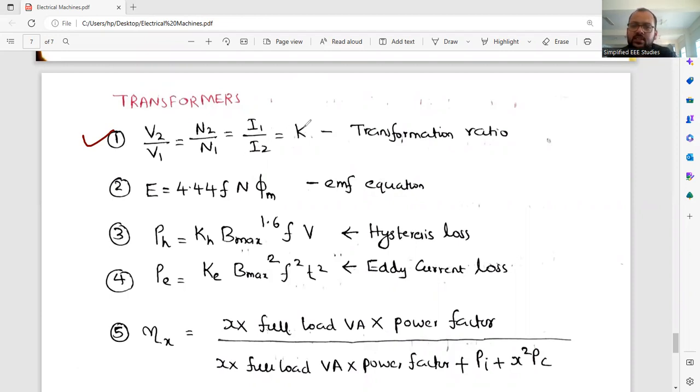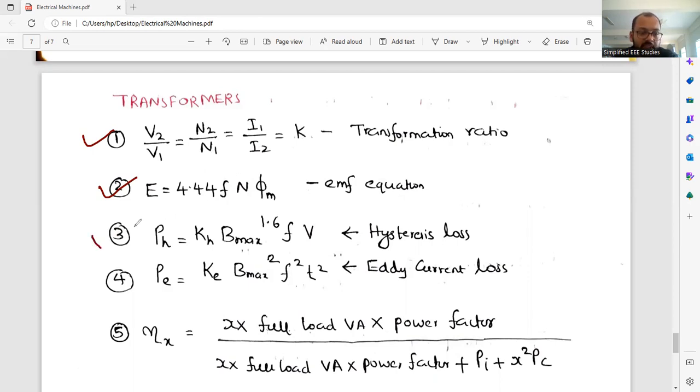If K is equal to 1, it is an ideal transformer. If K is less than 0.5, it's a step down transformer. If K is above 0.5, we call it a step up transformer. Similarly, the EMF equation of a transformer is 4.44 F N phi m, where phi m is known as the maximum flux.